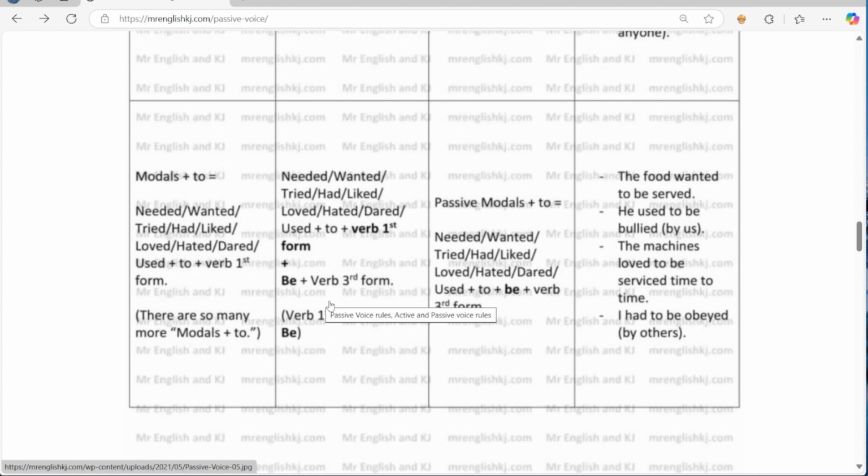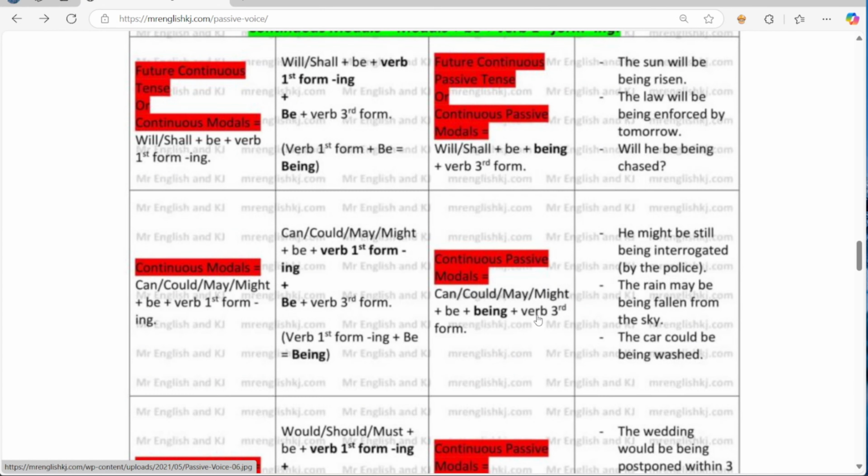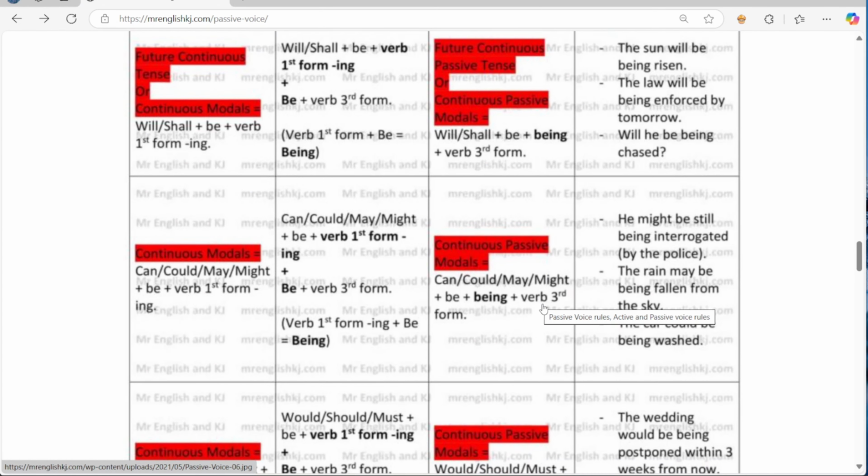In place of need, we use needed. In place of want, we use wanted. But again, in passive, it will be the same: be plus third form, and the same thing. Okay, try to understand. Now, in modals, there are also future perfect continuous.